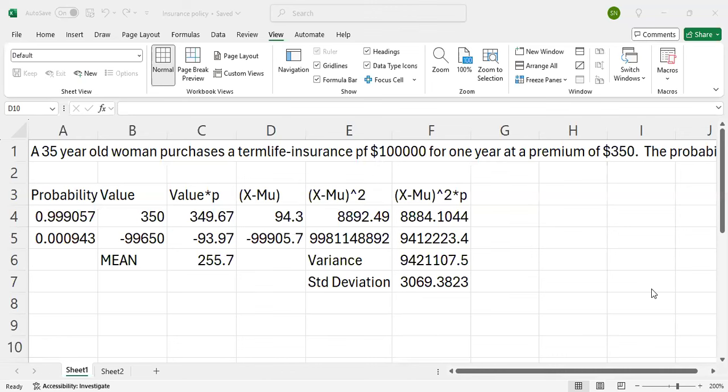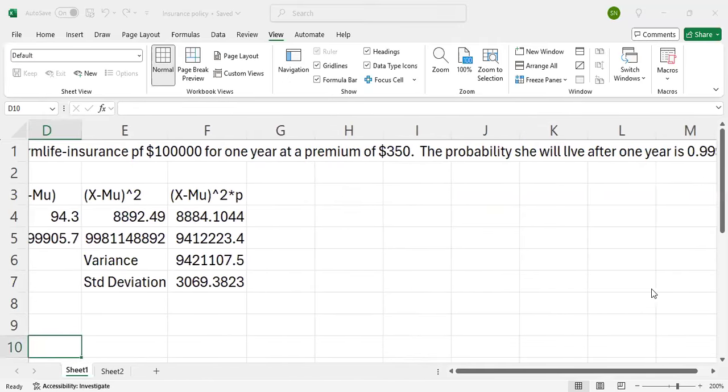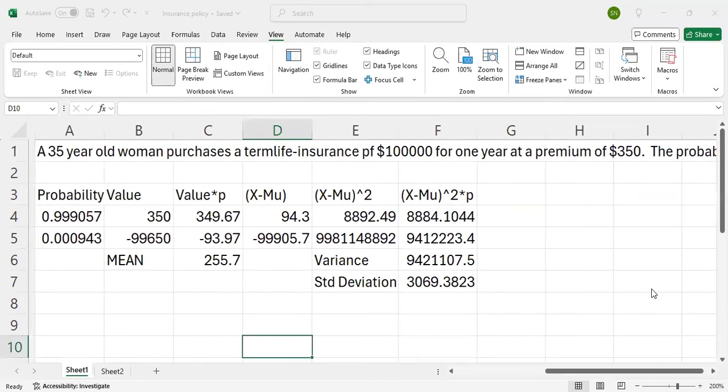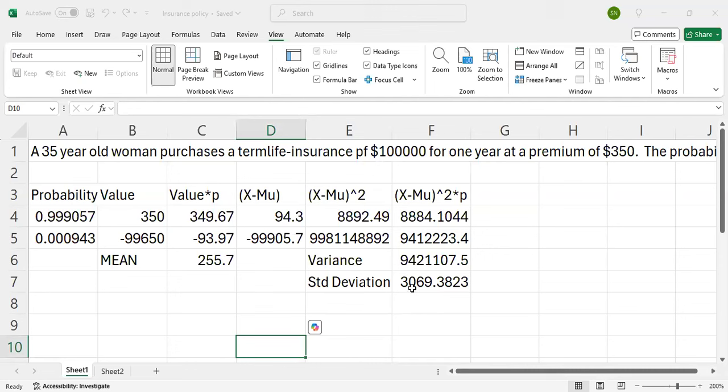Okay, same 35-year-old woman purchased a term life insurance of $100,000 for 1 year at a premium of $350. The probability she will live after 1 year is 0.999057. What are the expected value and the standard deviation? So, in the first column, I listed the probability value. And I'm looking at the picture from the insurance company's perspective.